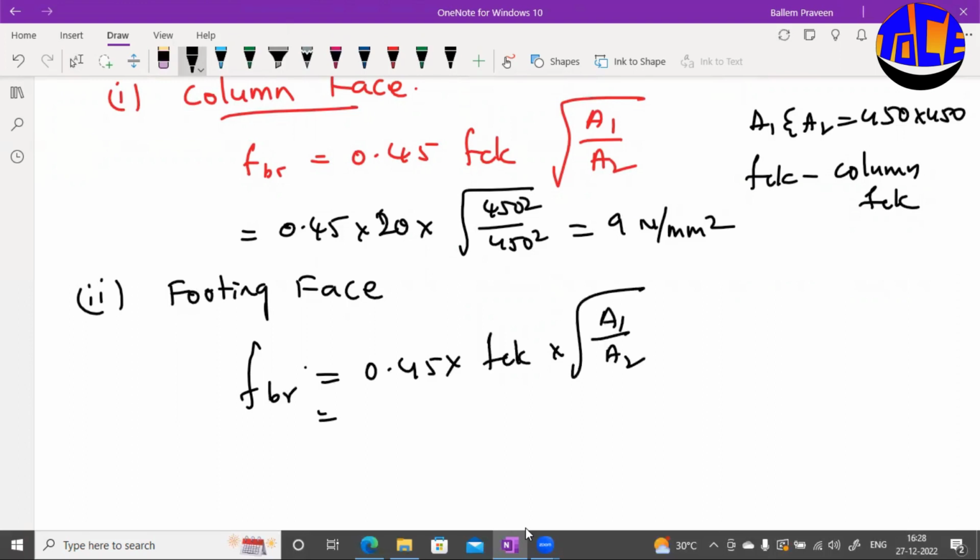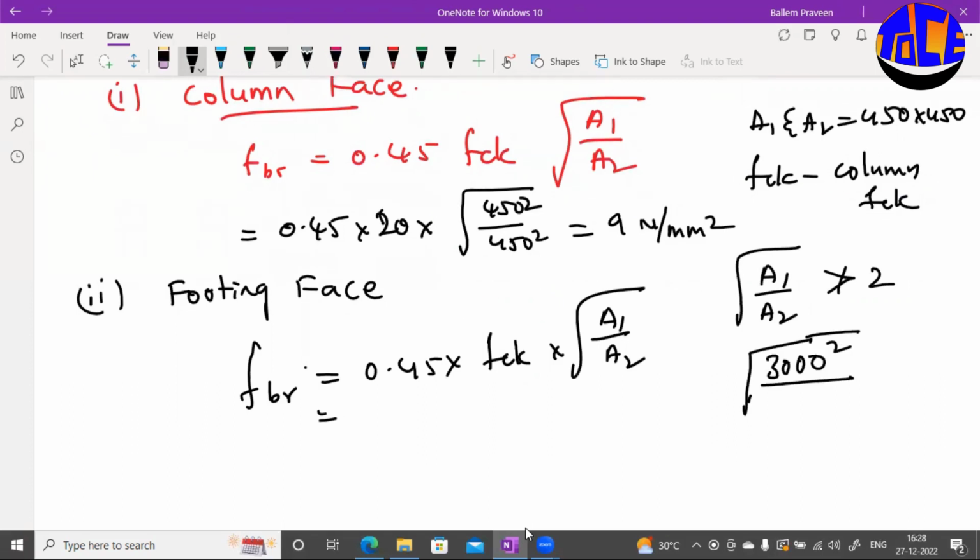IS 456 says this A1 by A2 ratio should not be greater than 2. In case it is greater, you have to take 2. So let us check this value. I think it will be greater than 2. A1 is 3000, the area of footing, so that is the reason I am taking 3000 square. And A2 will be the area of the column, 450 square. It will be around 6.66, so it is greater than 2. So let us consider this value as 2.